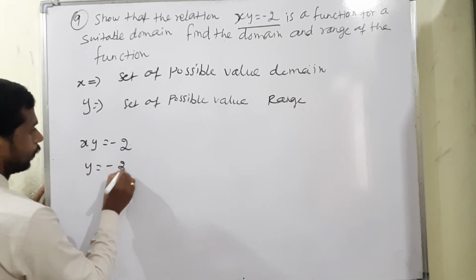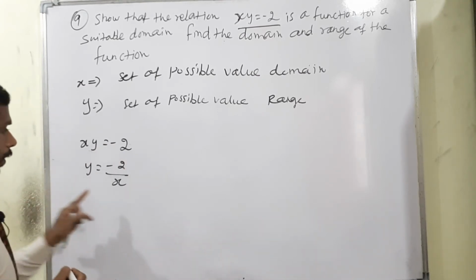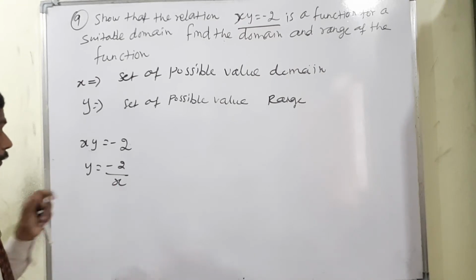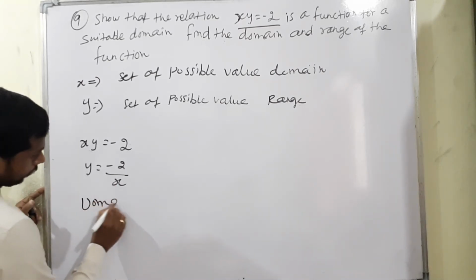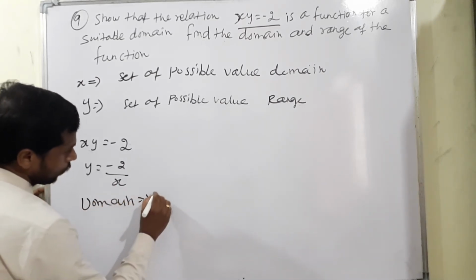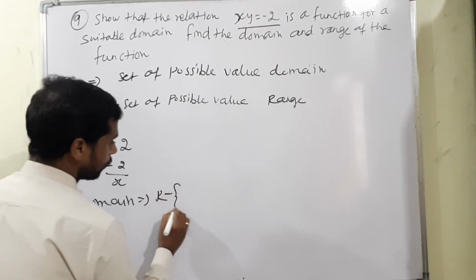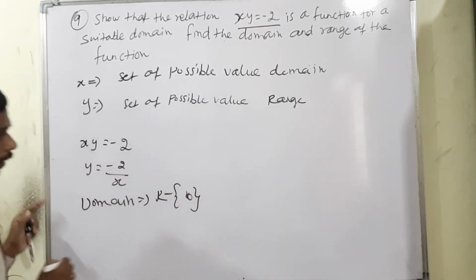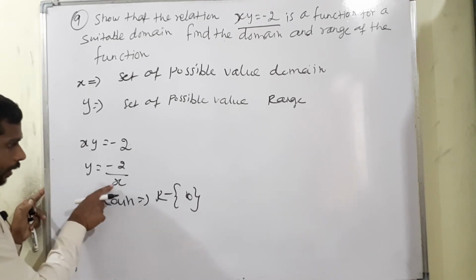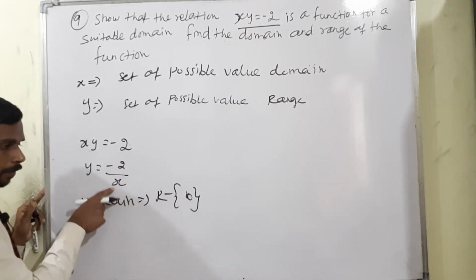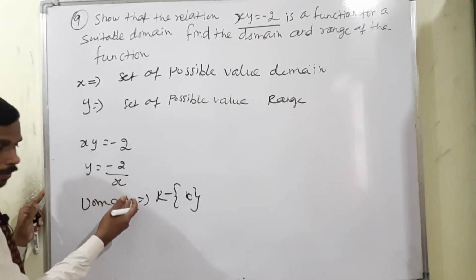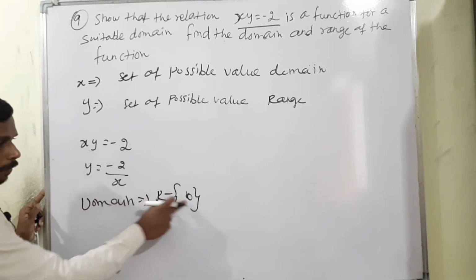Therefore, y = -2/x. So, what is the meaning of domain? All the real values are possible except 0. Why have I written except 0? If you take 0 instead of x, any number divided by 0 is not defined. That's why all the real values are possible except 0.